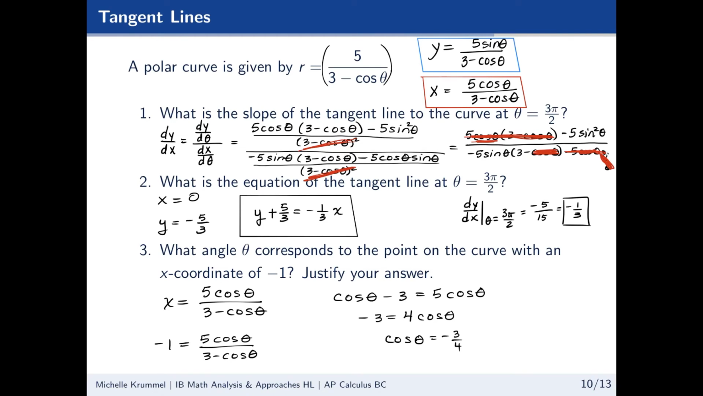Now that's not one of our special ratios, so I think the best we can do here is to say that theta equals arc cosine or cosine inverse, because I don't have enough room to write arc cosine. Cosine inverse of negative 3/4.